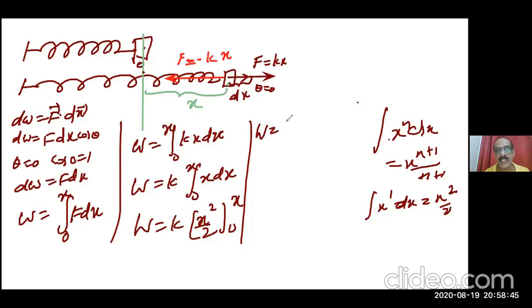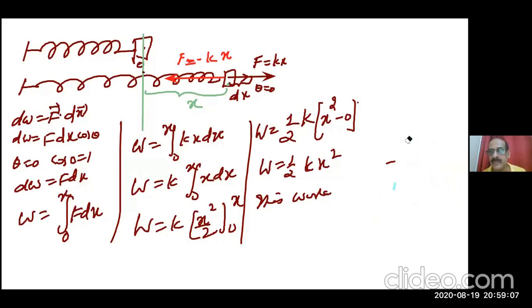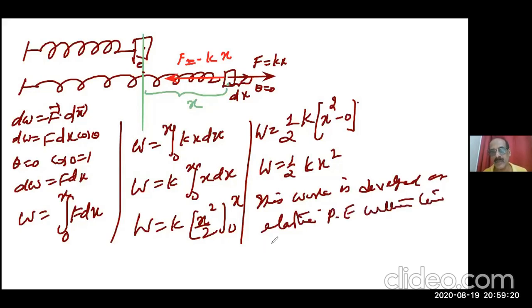Before applying the limit, we have to take that half outside, half k. Now x, final value x and initial value 0. Then we get w as half k x squared. This work is stored as elastic potential energy, developed within the spring.